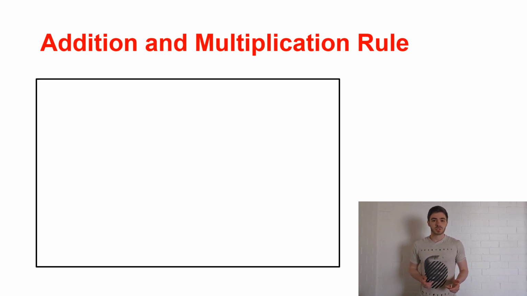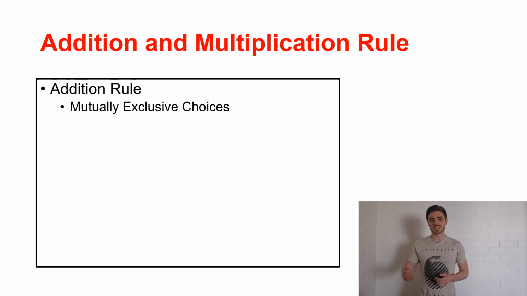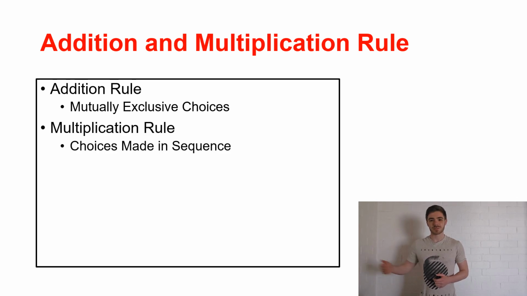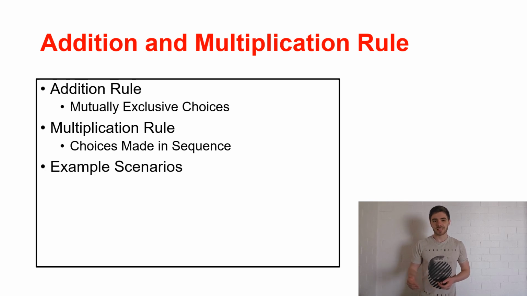This video specifically will cover two main concepts. One being the addition rule, which is used for calculating the number of choices in mutually exclusive events, and the multiplication rule, which is used for calculating the number of choices that are made in sequence. And then, after that, we're just going to look at how to apply those principles to the exam-style questions that you'll come across.